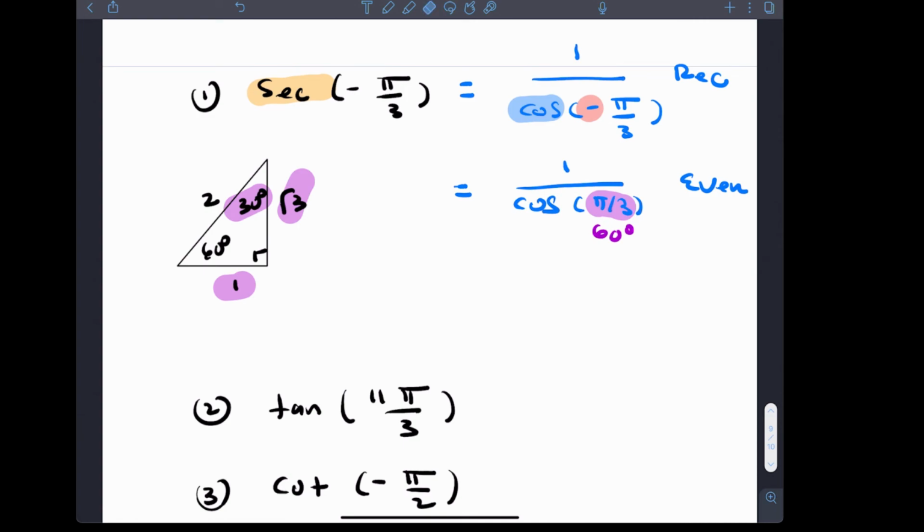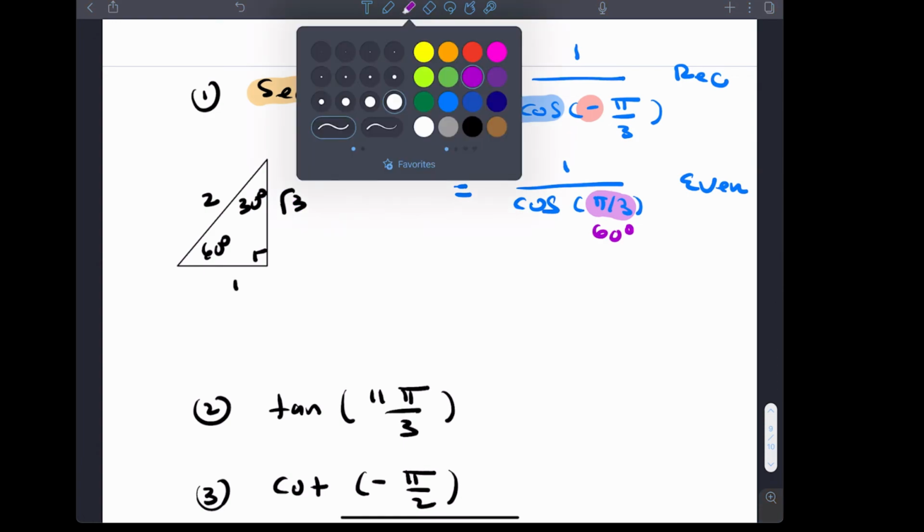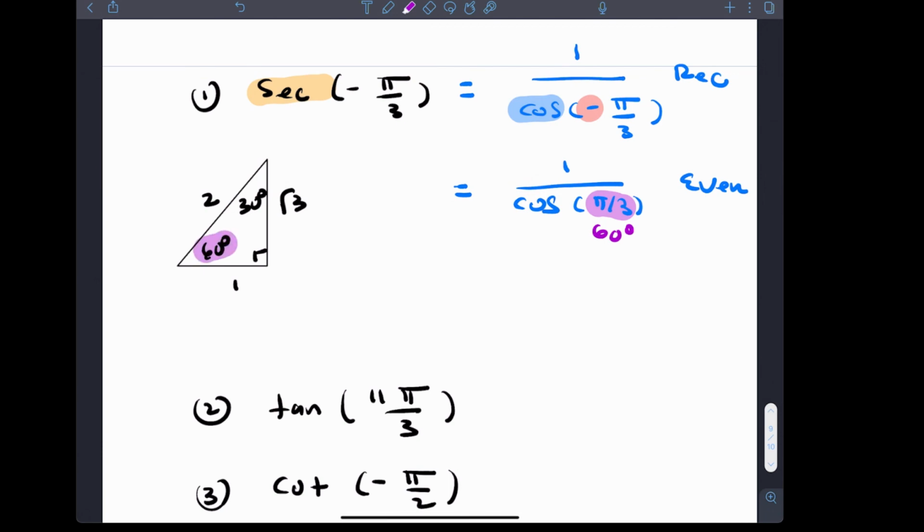What's cosine of 60? I didn't want to erase that. What's cosine 60? You guys remember? It's going to be what? Oh, I got to remember. Cosine is adjacent over hypotenuse. 1 over 2, which is 1/2. That's by definition of what? Cosine. They didn't do the multiple business here. Notice that?